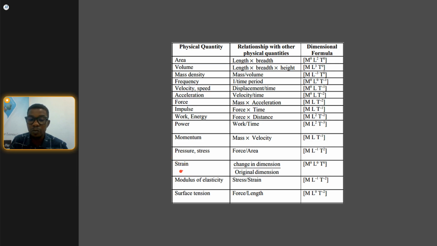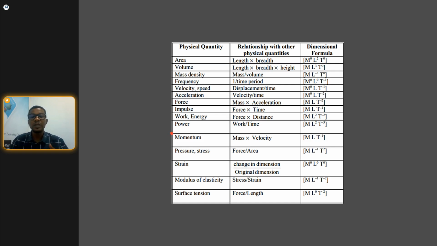And your correct answer will be what? Stress, because stress has the same dimension with pressure. So take note of some of the quantities that have the same dimension. Stress and pressure have the same dimension. Work and energy have the same dimension. Velocity and speed also have the same dimension.